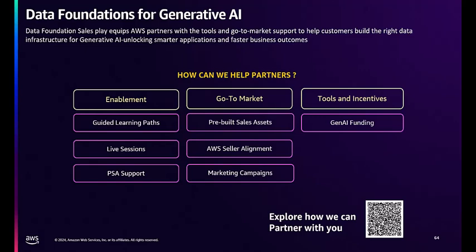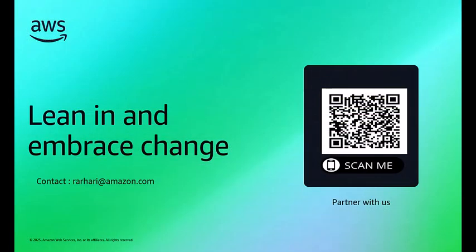Along with that, for go-to-market, you have access to a lot of pre-built sales assets. You get AWS seller alignment, and you get access to very exclusive material on marketing campaigns. And there are obviously some tools and incentives like Gen AI, SCA funding, and things like that. So you can learn more about it. Again, the QR code is available here. You can self-nominate, or you can reach out to me, and we will have a follow-up conversation.